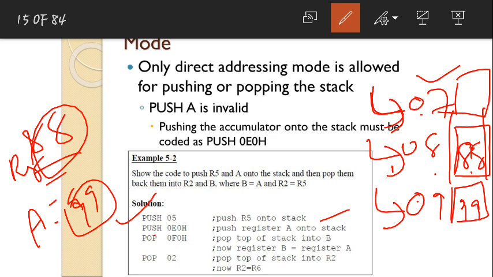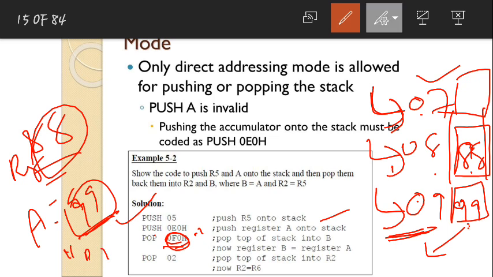Now after that I am writing pop F0. See, this you need to remember. Pop F0 means I am trying to retrieve the value. Whenever I try to retrieve the value, first it takes wherever it is pointing at the last, presently 09. So first this value will be retrieved. Listen, if I write 02 here instead of F0, then this A value will be moved into R2, because this 99 was there in A.